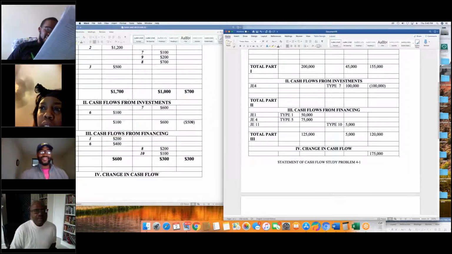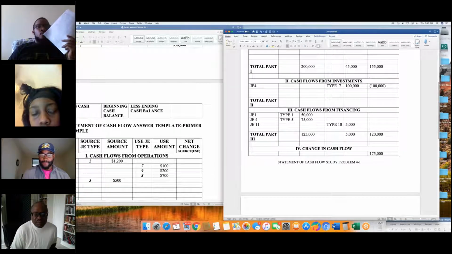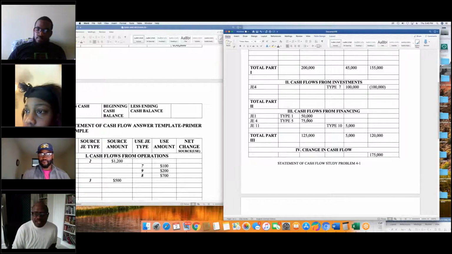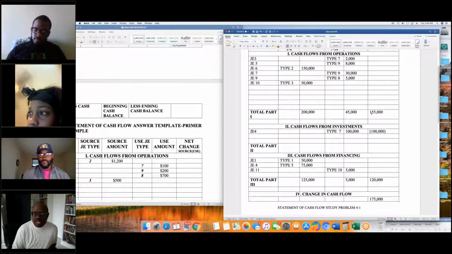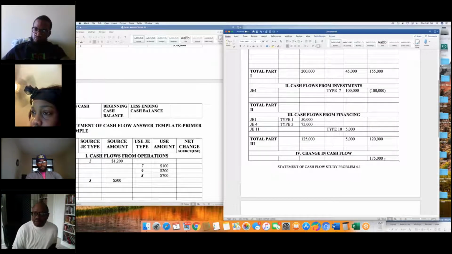So, question: was the investment amount deducted from another? I'm trying to see how we got the 175 still. The 175 is how much cash you ended up with. You put 50,000 in the business, okay? Operations then generate 155,000. You spend 100,000 on a rental car. You borrowed 75 and paid dividends, and at the end of the day, you had 175,000. Okay.